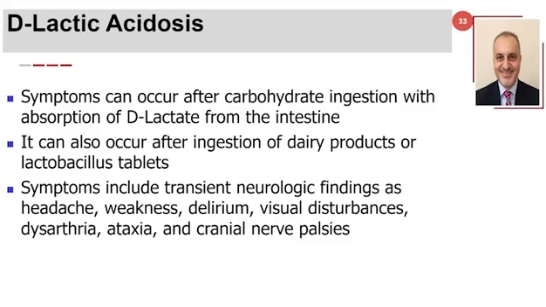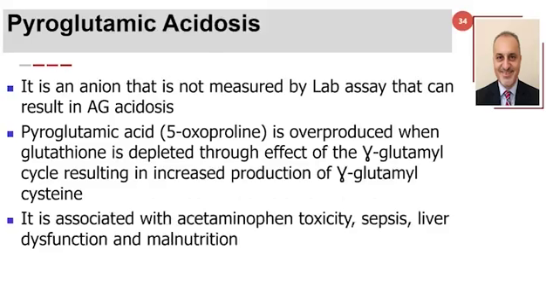By the time you get the result, hopefully the patient will be better. It takes some time to get the result back because it's not done routinely in every lab. A quick thing also, another thing that gives you anion gap acidosis is pyroglutamic acidosis. Pyroglutamic acid, primarily we see it in people who take a significant amount of paracetamol, acetaminophen, that results in pyroglutamic acid, and that will result in lactic acidosis.